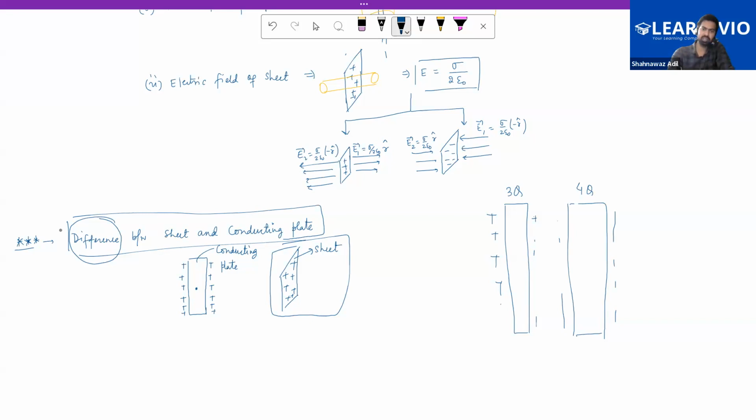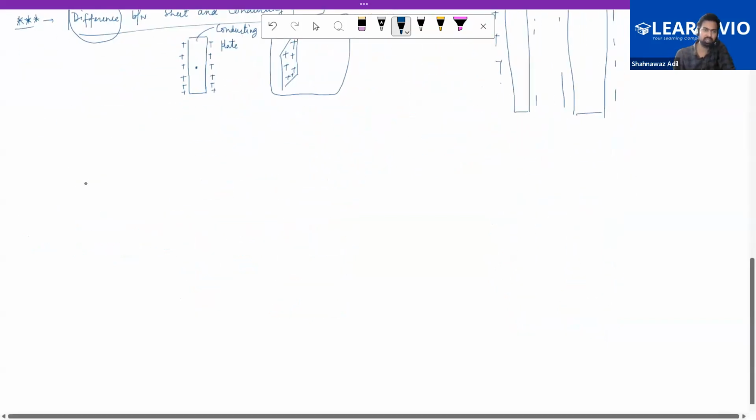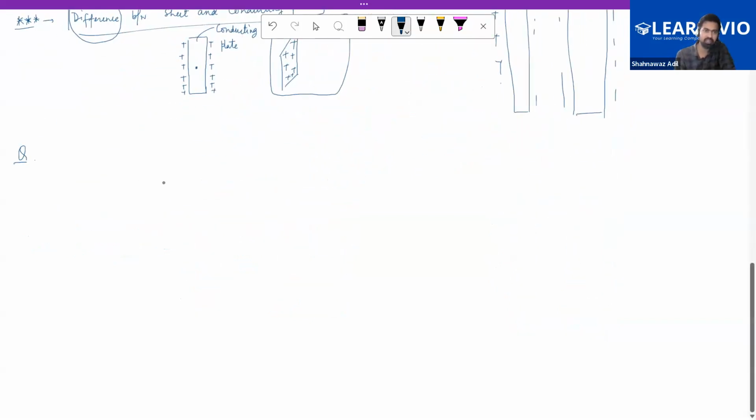What is the next question that we would be doing? Let's say that I have this plate. This is not a sheet, this is a conducting plate, and I have this plus Q charge. What would be the distribution on this side, and what would be the distribution on this side? That is the question.